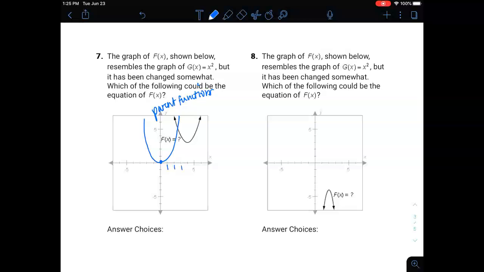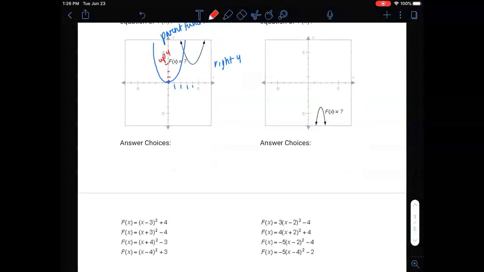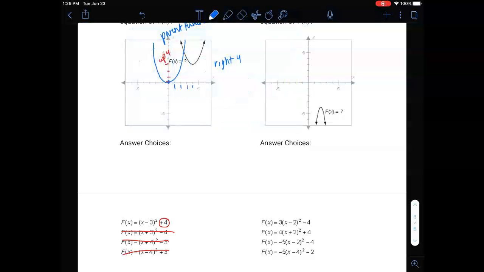So we can count here. We go 1, 2, 3, 4. It moved over 4, so right 4. And I'll color code this so we can make it a little bit easier. 1, 2, 3, 4. It moved up 4. So we moved right 4 and up 4. Our up 4 is going to be that plus 4 right there. Immediately all of these other options are out.